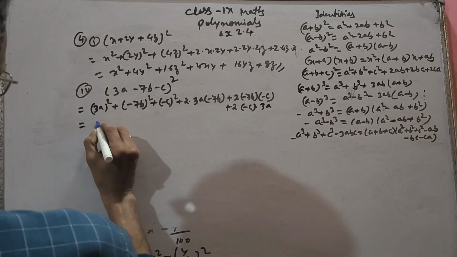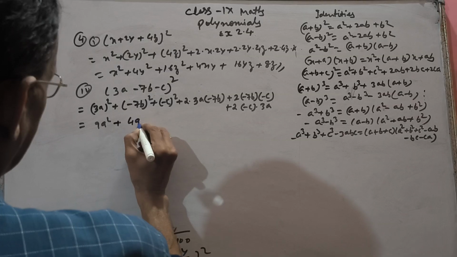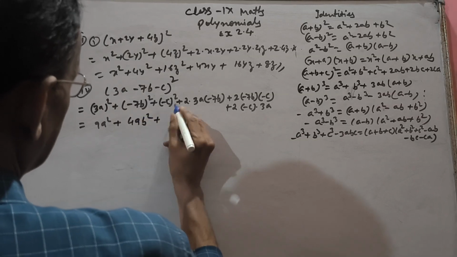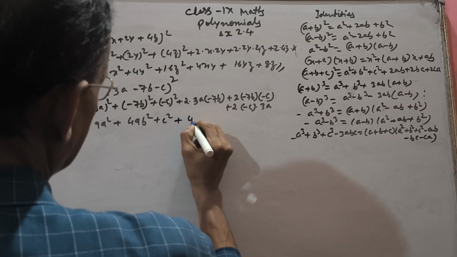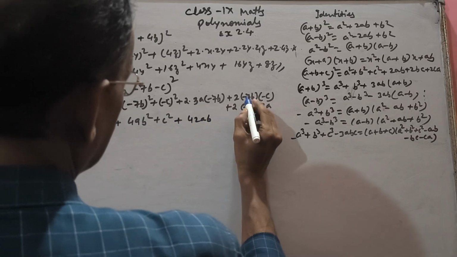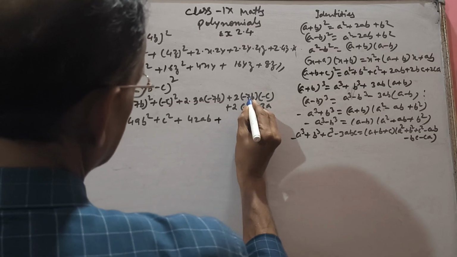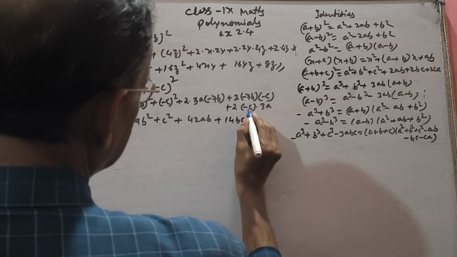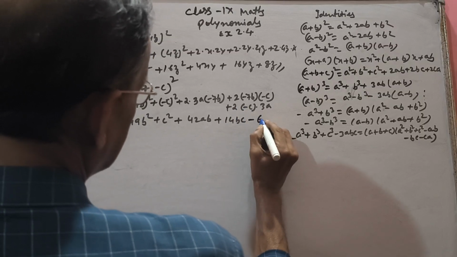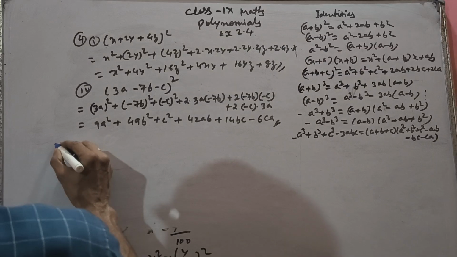So what will we get? 9a squared plus, minus squared will be plus only, 49b squared, minus squared will be plus only, c squared, plus minus minus 2 into 3 into 7, 42ab. We will get that, and see, 2 minus will be negative, positive, so plus 2 into 7, 14bc, and here only one minus, plus minus minus 2 into 3, 6ca. So this will be okay. Number 6 seems to be a little bit different, so I will explain number 6 also.